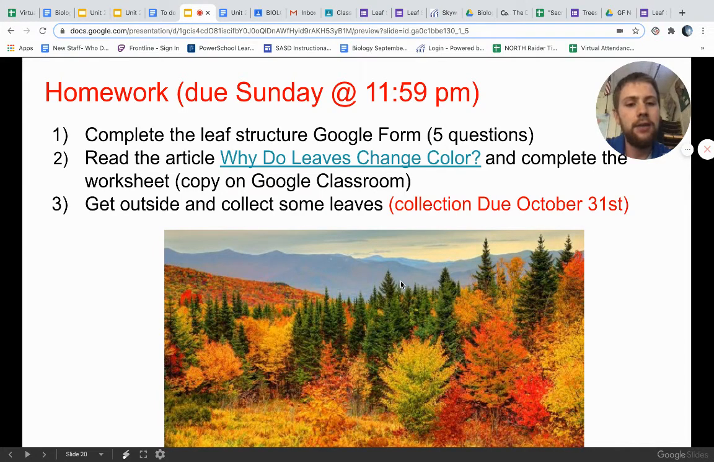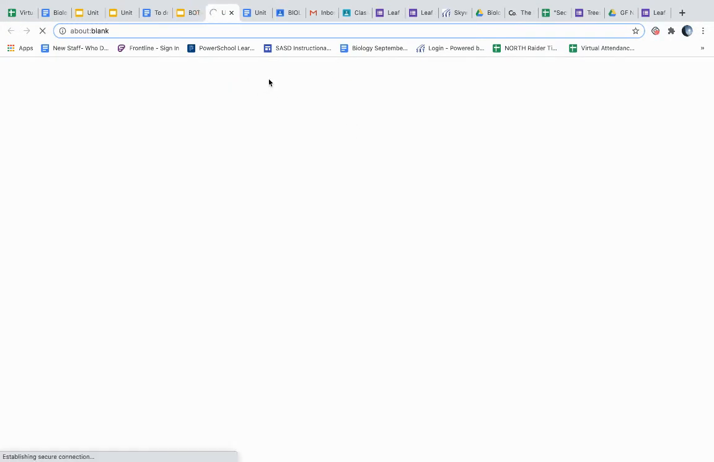And then I'd like you to do one additional thing, which is read the article, Why Do Leaves Change Color? Because this is a pretty relevant topic right now, when we're in the middle of October and the leaves are in the midst of really changing color. So in order to help you learn a little bit more about where that color comes from, what is exactly happening, I want you to go ahead and read this article.